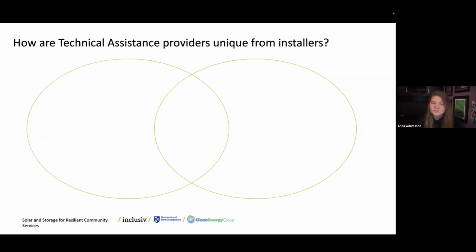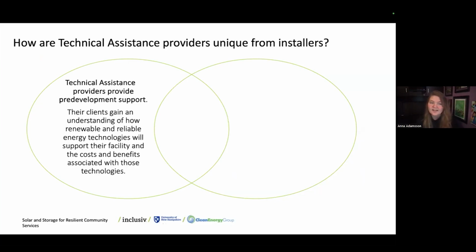So how are technical assistance providers unique from installers? Well, first, let's define what a technical assistance provider is. And again, as I had said on the previous slide, we'll be focusing on early stage pre-development support. So clients that work with a technical assistance provider can expect to gain an understanding of how renewable and reliable energy technologies will support their facility and the costs and benefits associated with those technologies.